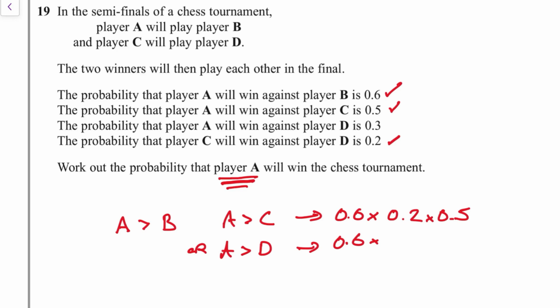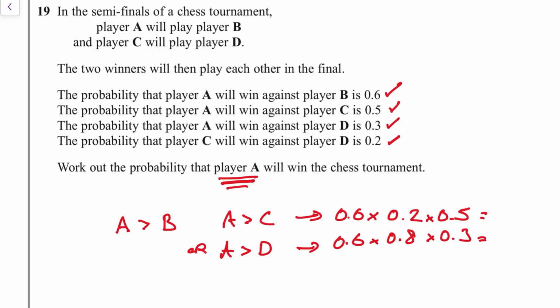Similarly, for A to beat D in the final, then D must have beaten C originally. Well, if C beats D with 0.2, then D beats C with 0.8. And if you're following along with that, well done, because it's very hard to say out loud. And then I need the probability that A is going to beat D, which is this one here, which is 0.3. And I've got my two probabilities.